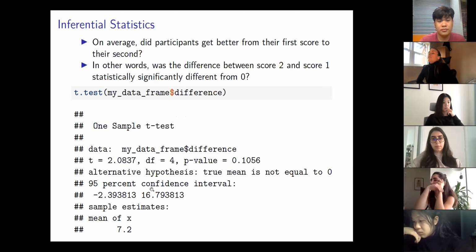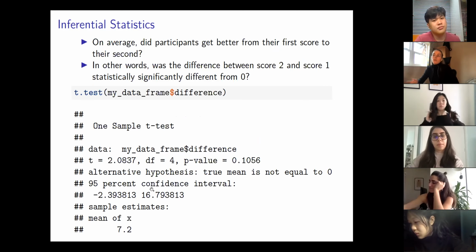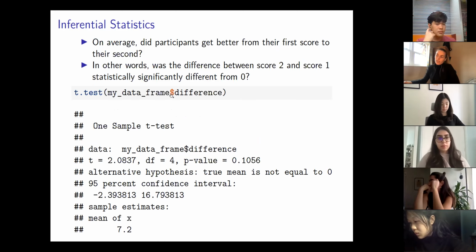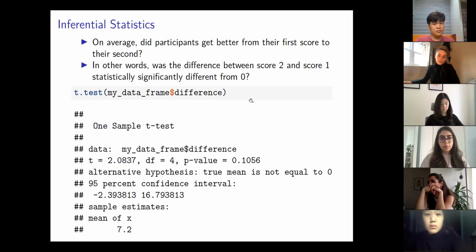So what if you instead wanted to know, did participants get better from their first score to their second score? So was there a statistically significant improvement in test scores that was different than 0? Because 0 would be no improvement. So in this way, it's a one sample t-test. So you're testing against 0, and all you have to do is call t-test, your data frame, your variable selector, and your variable. So the difference variable that we created from score 2 to score 1.